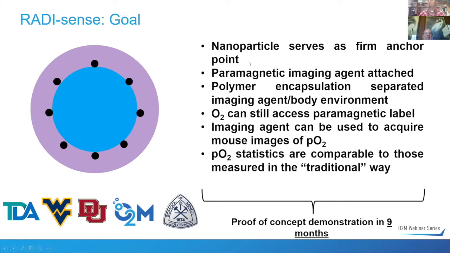So we want to put our paramagnetic imaging agent on a nanoparticle. We want to do polymer encapsulation. We need the O2 to be able to pass through that polymer layer. And we need similar pO2 statistics for a tumor as you would get from the traditional trityl. And the other caveat here is this was a proof of concept study with demonstration in a 9 month time frame. And so again, I have to thank my collaborators. All of the pieces worked really well together to generate some proof of concept data.